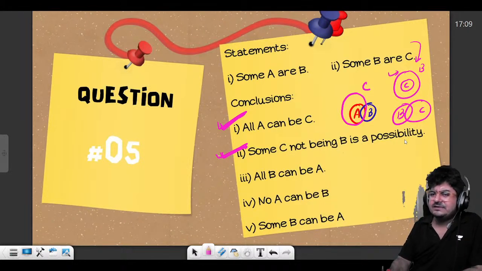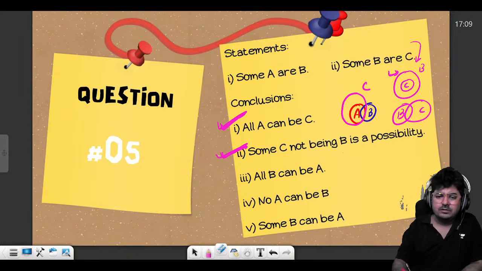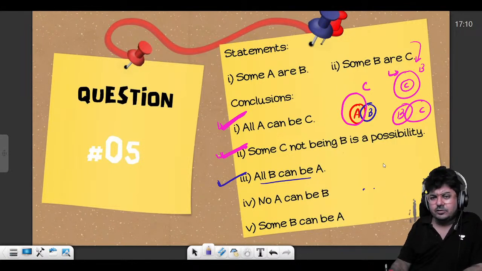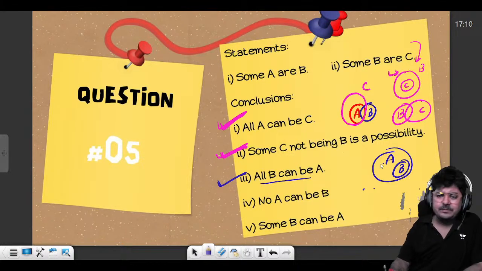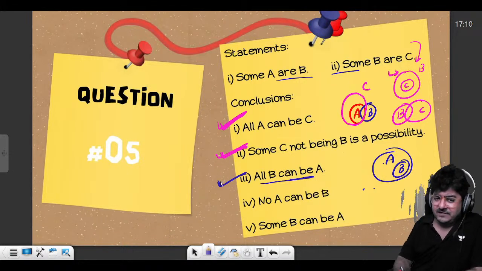Because for the second one we can draw it like this too, but then the conclusion all C is B would follow, and nothing like that has been mentioned here. So first and second are correct. Now third, all B can be A. That is also true. If you draw A and B like this, then all B can be A is a possibility, correct? Because the statements are not giving the exact information. So this is a possibility. Third could be correct as well.